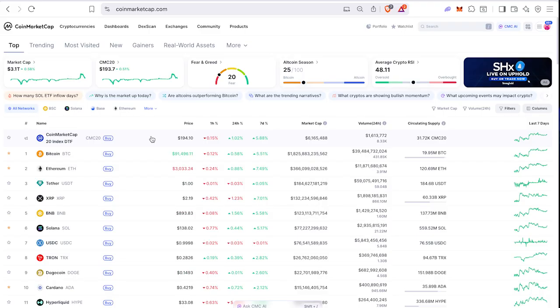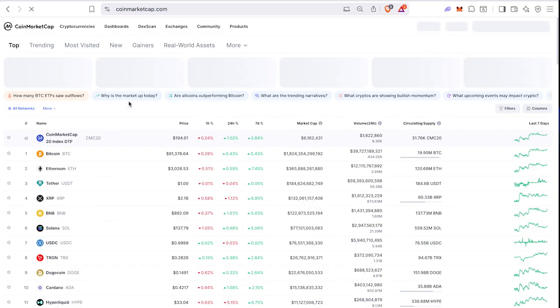So to start off, what is CoinMarketCap? Like I said before, it's pretty much the Google for crypto. It helps you check prices, market caps, trading volume, and real project info. And one of the things that I love most about it is it's very simple and free. So let's go ahead and break down the homepage. And by the way, this does have a mobile app as well, so you don't just have to use your desktop. You can download the mobile app and start using it today.